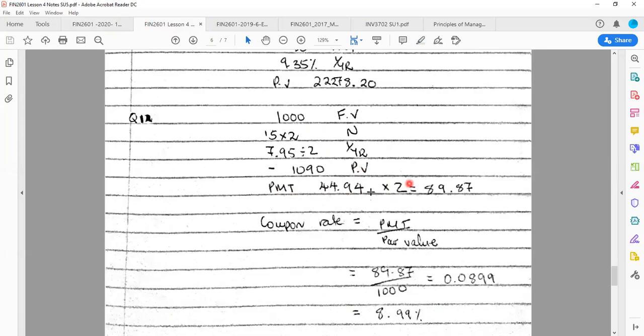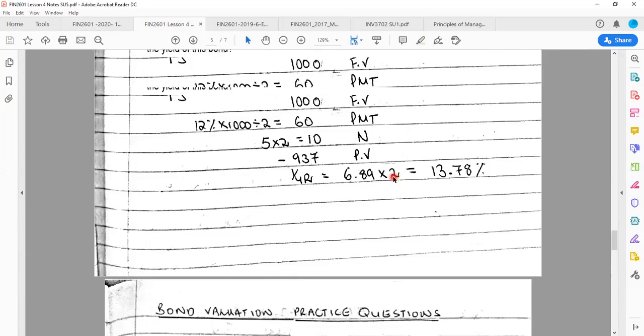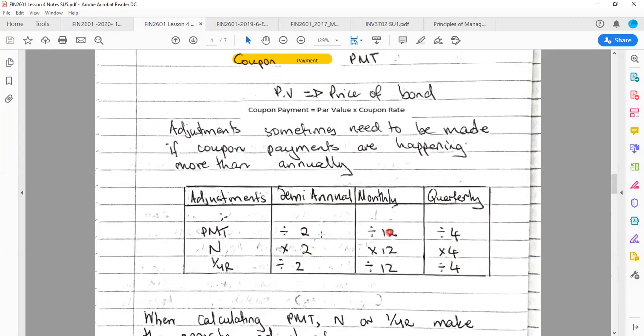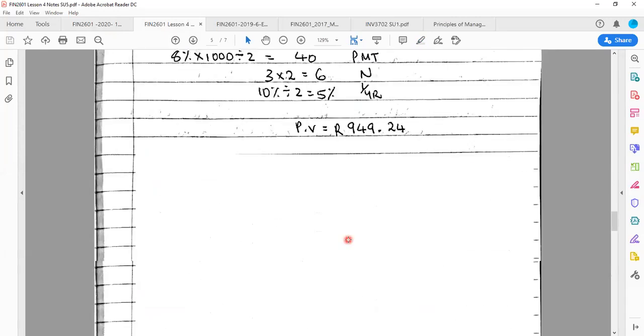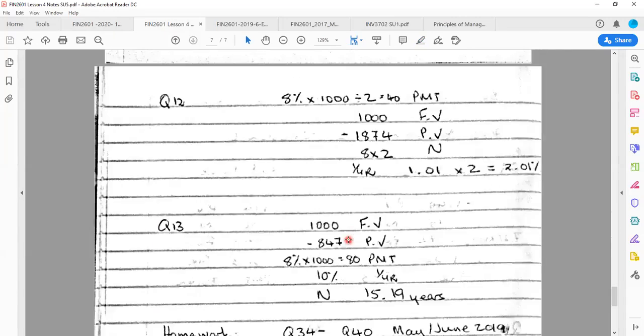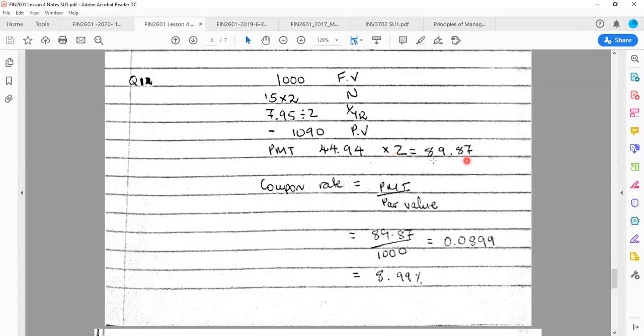But remember, because it's semi-annual, we always need to make the opposite adjustment. So we need to multiply this PMT by 2. Remember, if it's an input, we divide, but if we're calculating it as our final answer, we multiply it. We always make the opposite adjustment. So we multiply it by 2 to get the annual PMT, and then to get the coupon rate, we take that PMT divided by our par value, 89.87 over 1000, and that gives us 0.0899, which is 8.99%. Okay.